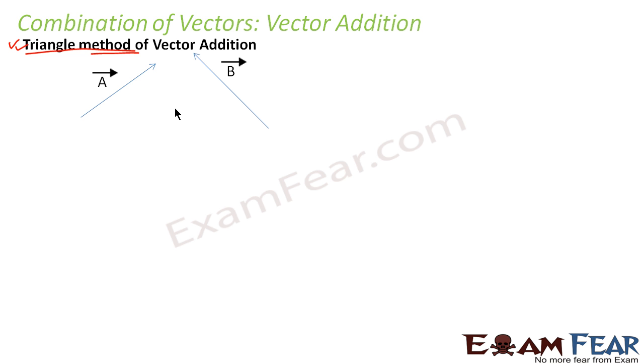The first step in the triangle method is to take one of these vectors. You have to add A and B. So we have just drawn A as it is. We didn't make any changes. We have just kept A.